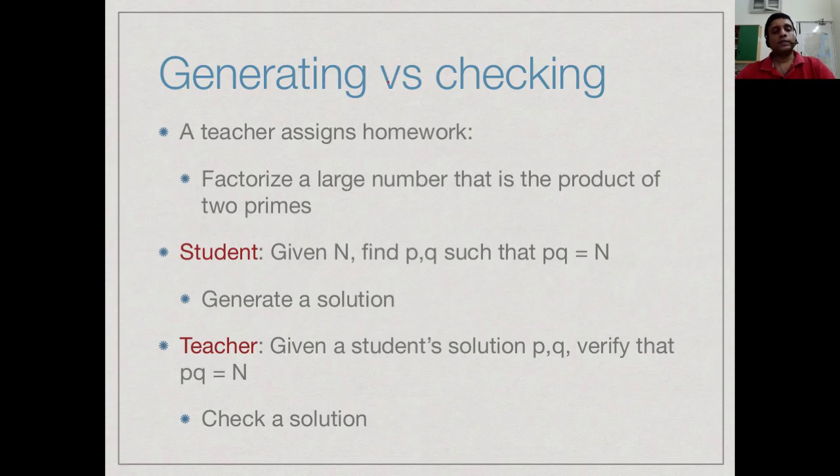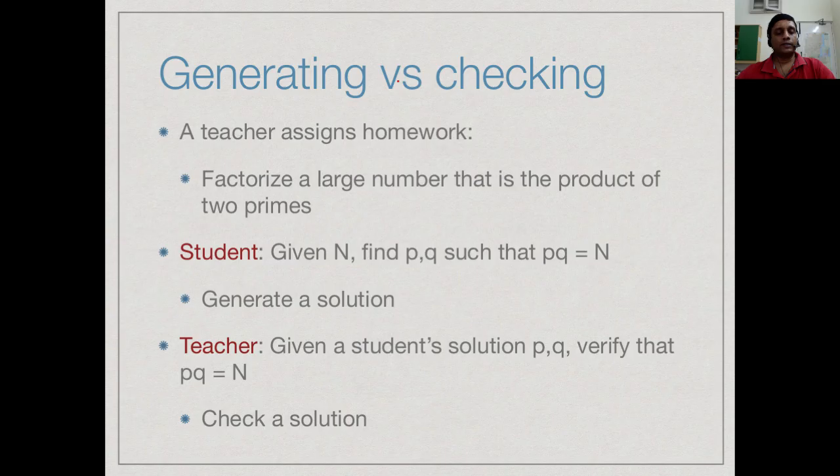So to get into this discussion, let's talk about the difference between generating a solution and checking a solution. So supposing a school maths teacher assigns the following homework. Take a large number which is known to be the product of two prime numbers and find these two prime numbers. From the student's point of view, obviously, the problem is to generate the solution. So given the large number n, the student is expected to find two prime numbers p and q such that p times q is equal to n.